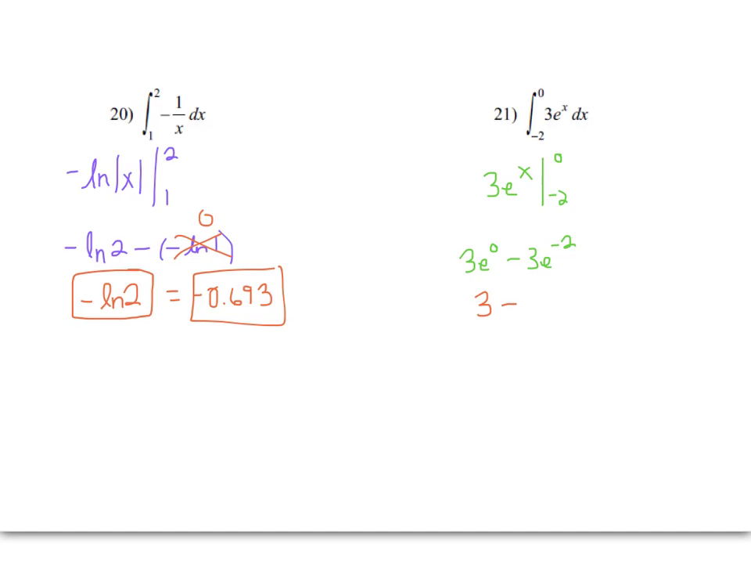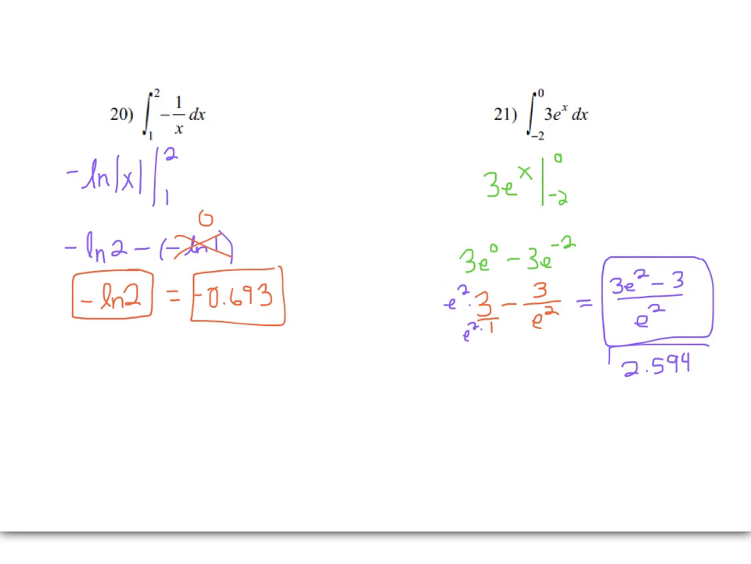I'm going to take the e to the negative 2 and move it down to the bottom so that it's a positive e squared. Now I'm going to get some common denominators here. So this has a 1 on bottom in the first fraction, so I need to times it by e squared to give it a common denominator. This is 3e squared minus 3 over e squared. That's my answer without my calculator. Then if I plug it into my calculator, I get 2.594.